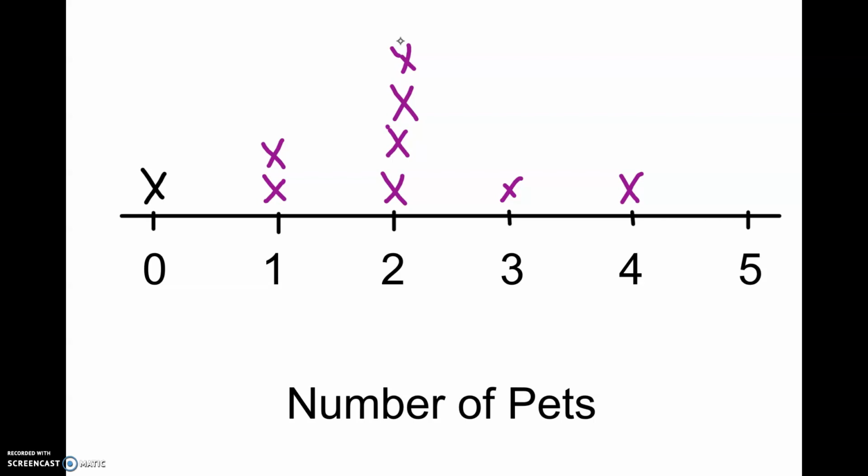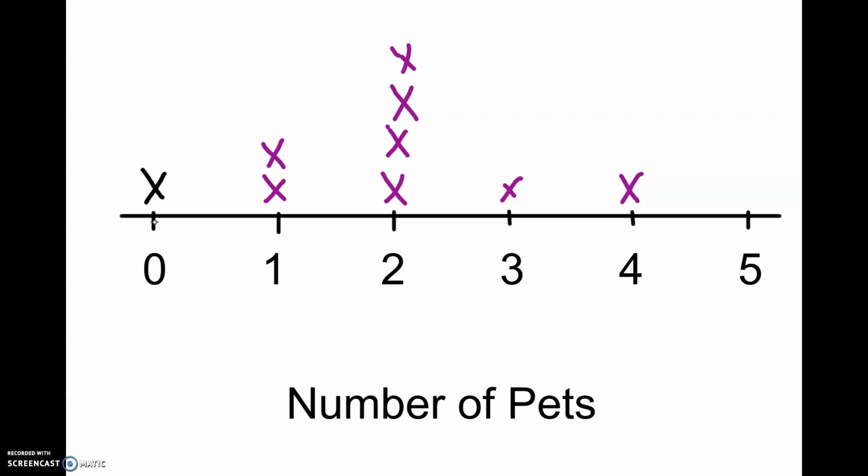Another cool thing about a line plot is it can make it easier for you to find the mean, the median, the mode, and the range. Let's start with the range. Remember, the range is the difference between the highest and the lowest, and right away you can see the highest number here is 4. The lowest is 0. 4 minus 0 is 4, so the range is 4.